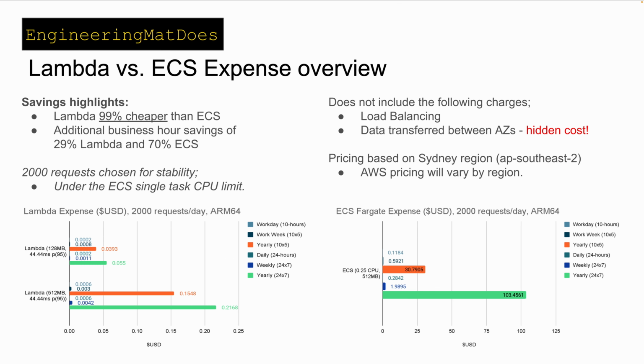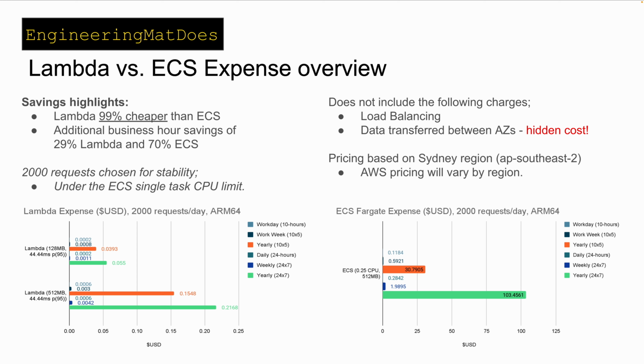Let's take a look at the costs of running these deployment styles. Here I've focused in on the cost of the compute only, with an estimate of 2,000 requests per day, and have excluded the expense of the load balancer and the data transfer. As a note, if you're not aware, AWS will charge you for data transferred between availability zones in your region, and this can be quite a significant cost as well and something to look out for, so a potential hidden cost there.